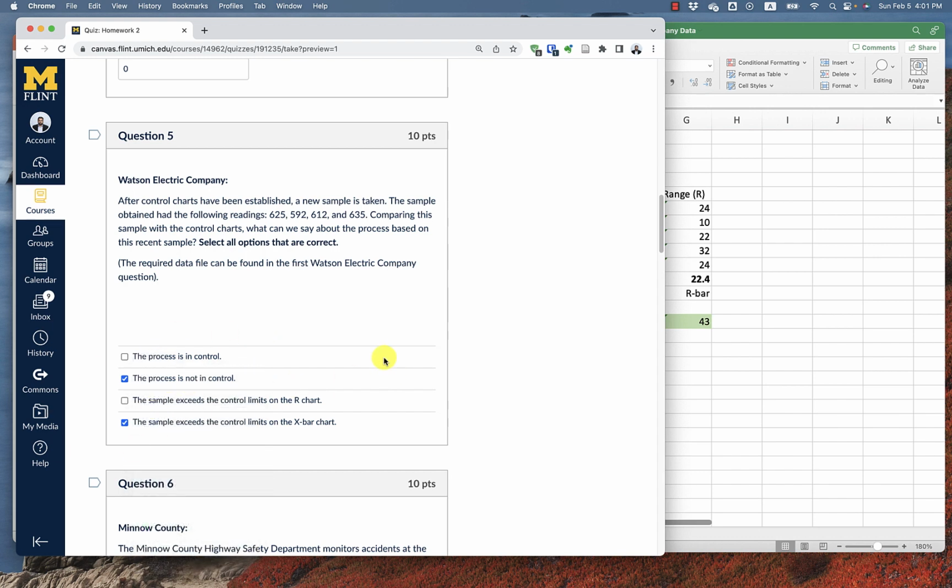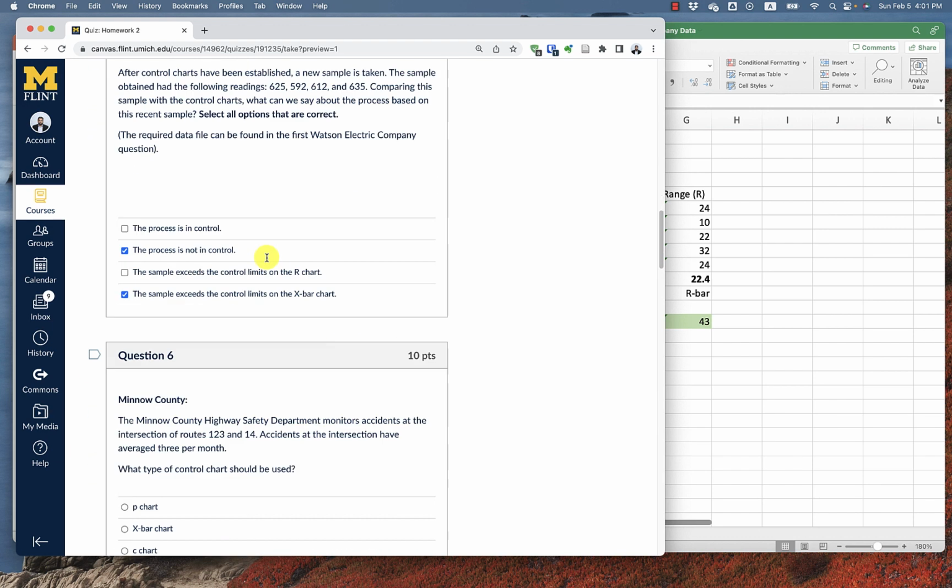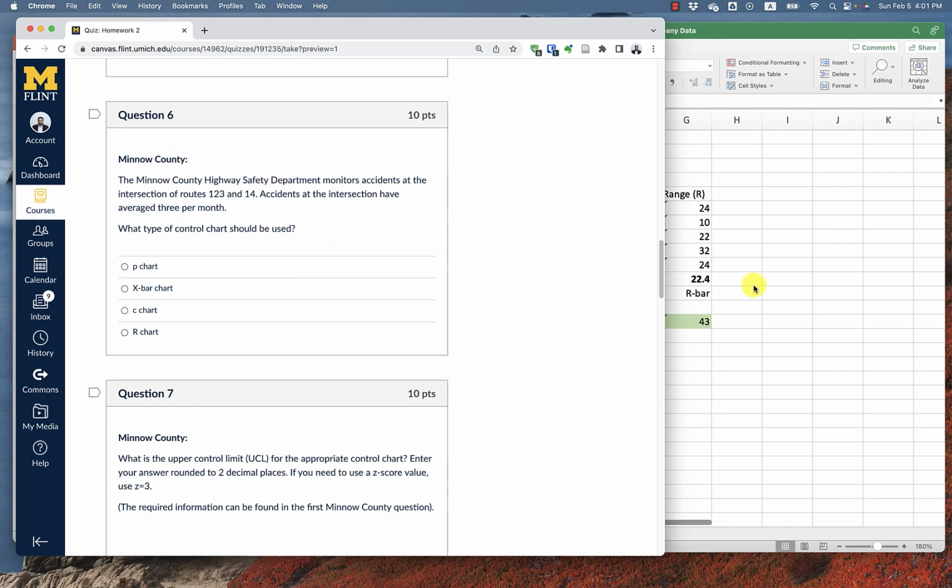More than one option may be correct. You have to get all the correct ones to get full points. Okay, so that was it.